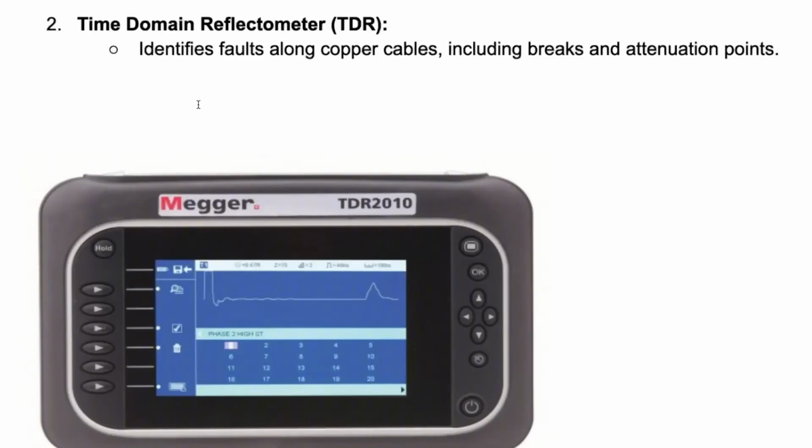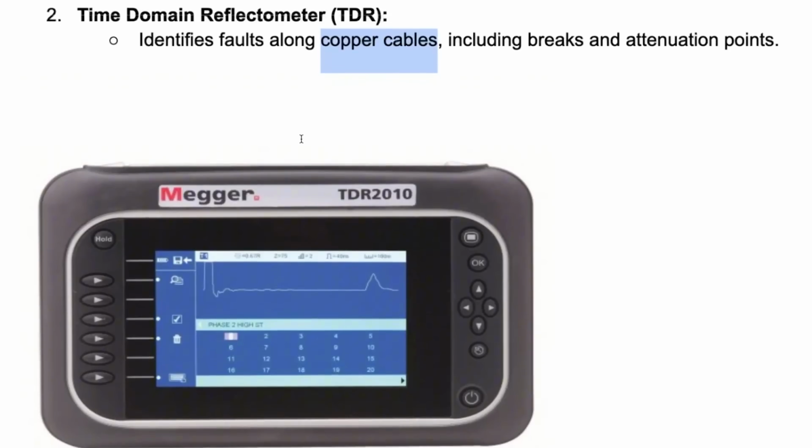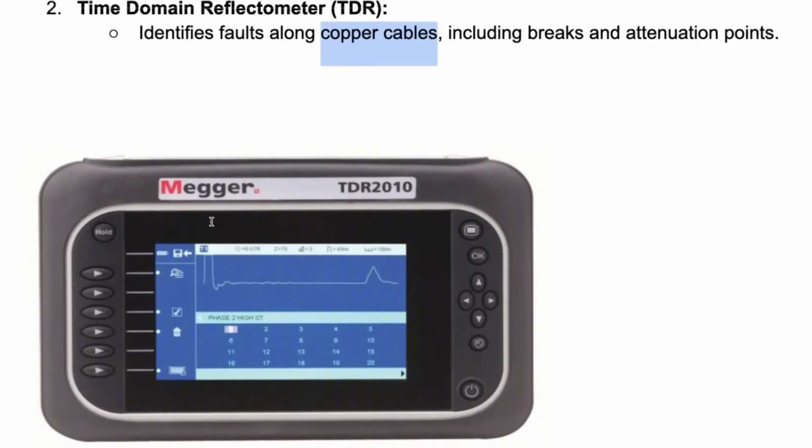This tool is called the Time Domain Reflectometer, the TDR. I feel like that's how you pronounce that. This identifies faults along copper cables, including breaks in the cables or any kind of attenuation point where your signal is slowing down or you're losing signal. But this is specific to copper cables, and this is a Megger brand. I'm just mispronouncing everything now. The interface for this seems to be a little bit more informational, and there are obviously more options and things like that. But it is for the older types of cables.